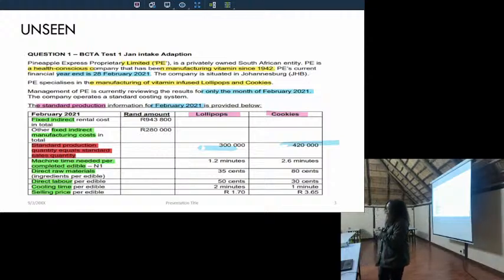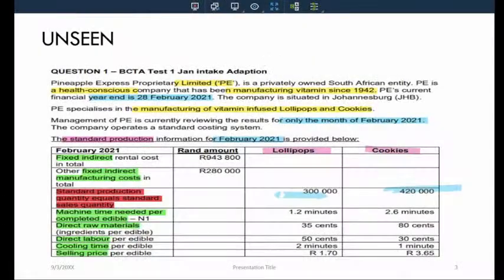Okay, so Pineapple Express Proprietary Limited, PE, is a privately owned South African entity. What comes to you when you start reading? The jump between what you used to do in undergrad and what you'll be doing from now on is that every single sentence has a meaning and it might affect something that you don't know. So from now on, when you read a scenario, you need to start putting down your triggers. What does this trigger? So that when you start formulating your solution, you don't have to go back and reread stuff. You should be writing down the little notes that you pick up when you're reading.